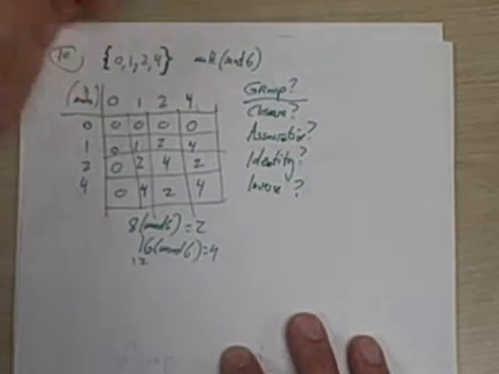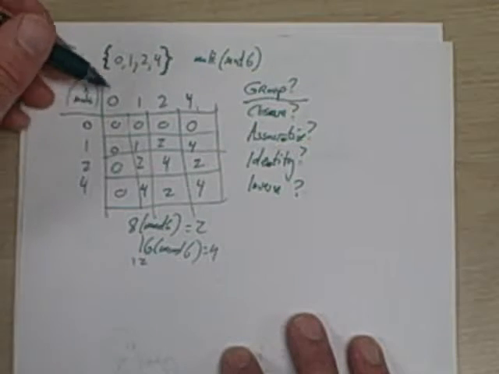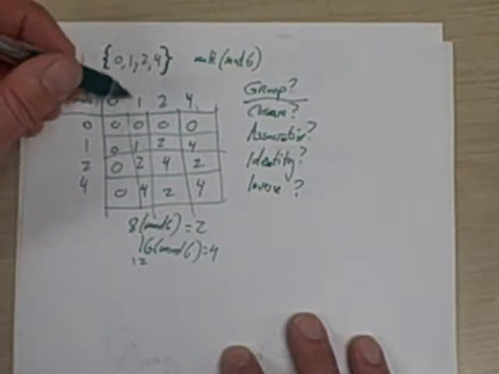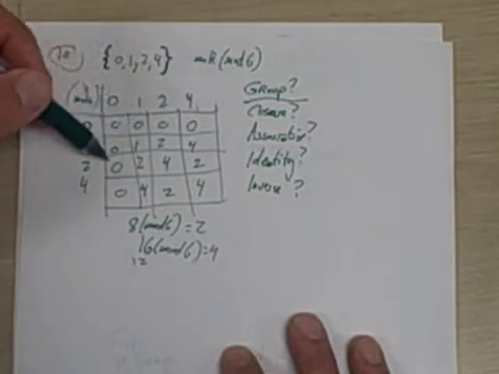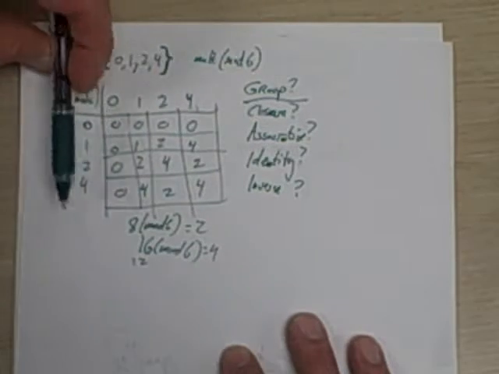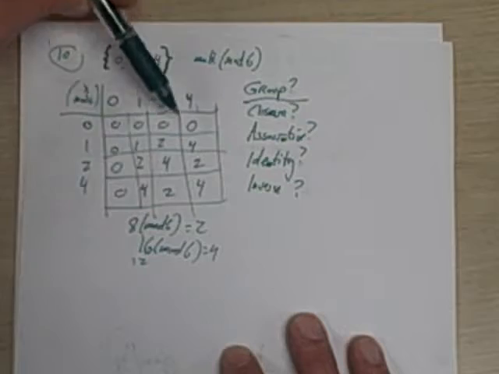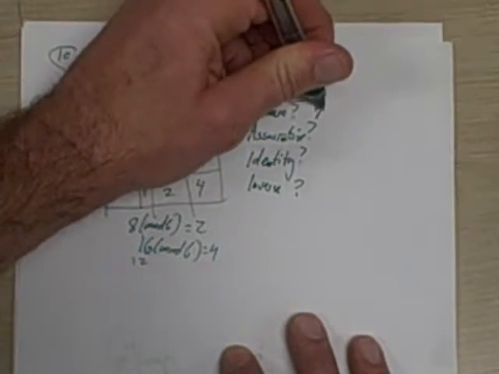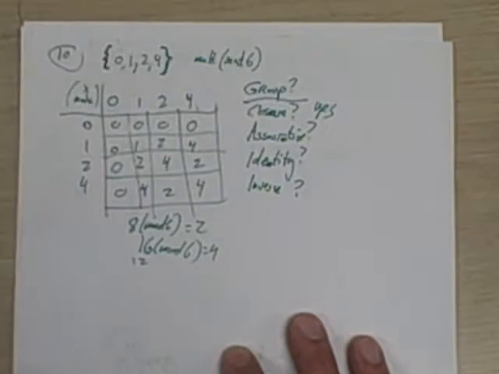Okay, so first question, closure. Is it closed? And what I mean by that is, are any new elements formed when you combine all the elements? And no, we don't get anything new. We only get 0, 1, 2, and 4 back. So yes, it's closed.